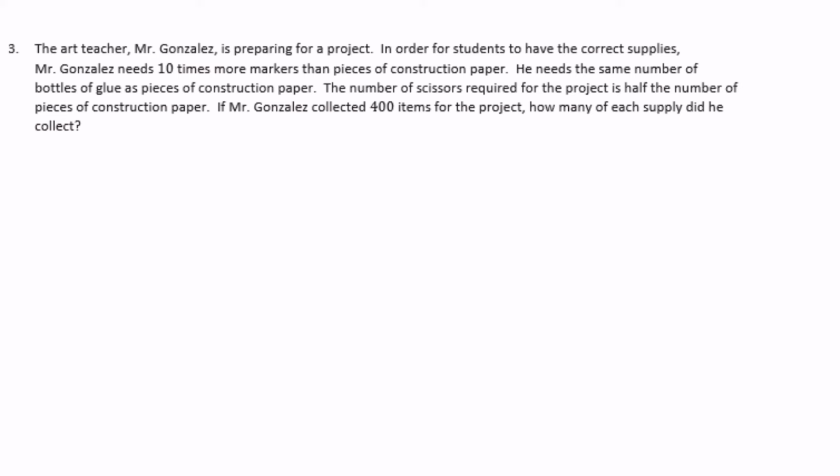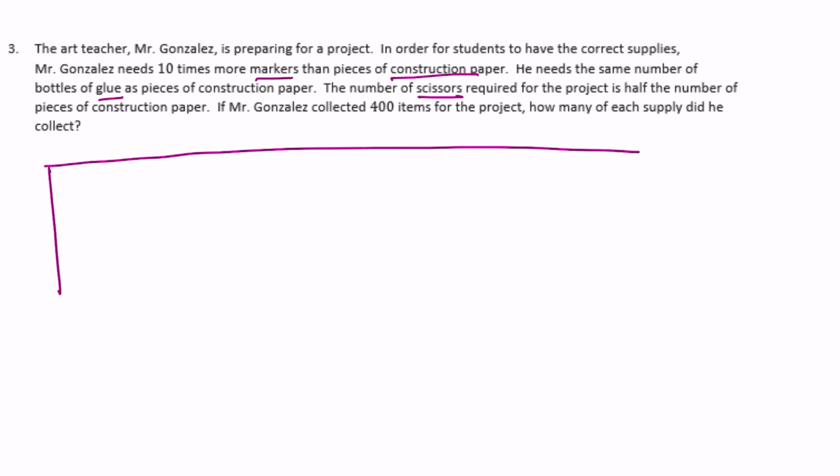Okay, so he needs markers, construction paper, glue, and scissors. I'm going to have 5 columns because I'm also going to include total.